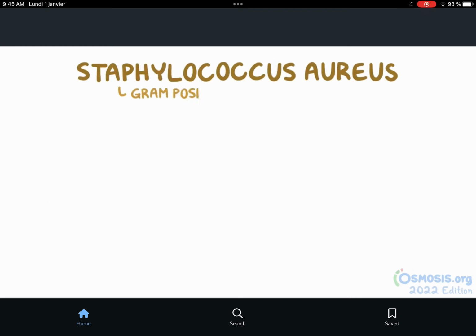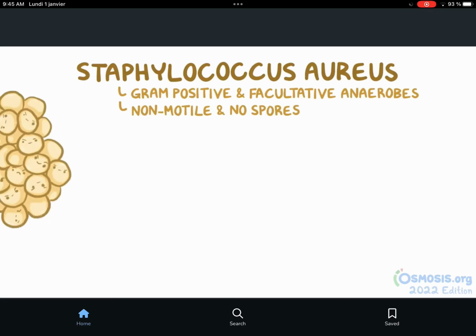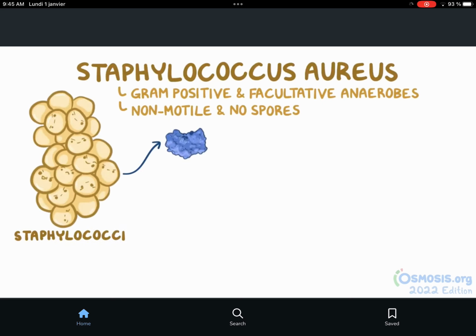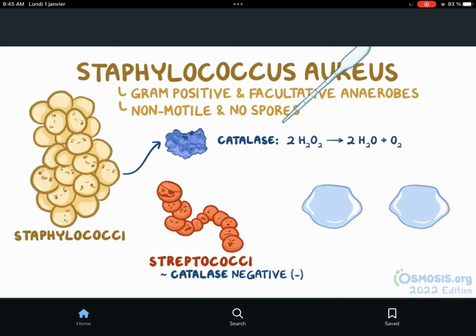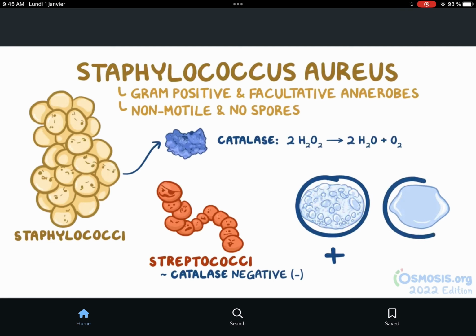Staphylococcus aureus are gram-positive and facultative anaerobes, meaning that they can survive in aerobic and anaerobic environments. They're non-motile and don't form spores. Staphylococci produce an enzyme called catalase, which converts hydrogen peroxide to water and oxygen. Other common cocci, such as streptococci and enterococci, are catalase negative, so they don't have this ability, and we can use a few drops of hydrogen peroxide to differentiate them. Catalase positive bacteria will foam up, while with catalase negative bacteria, nothing happens.